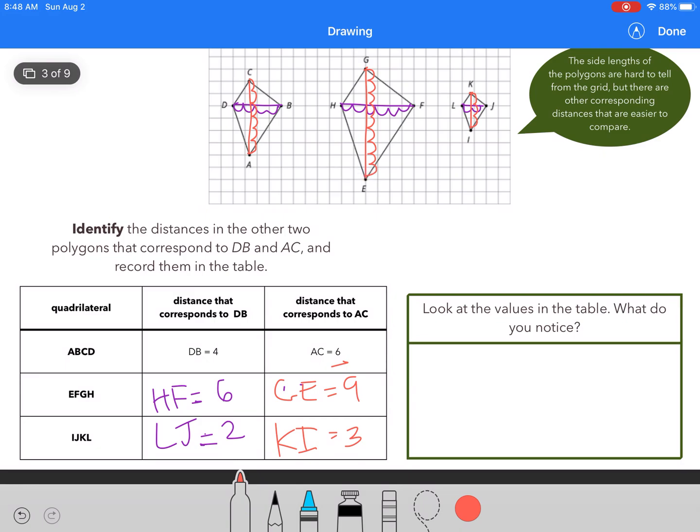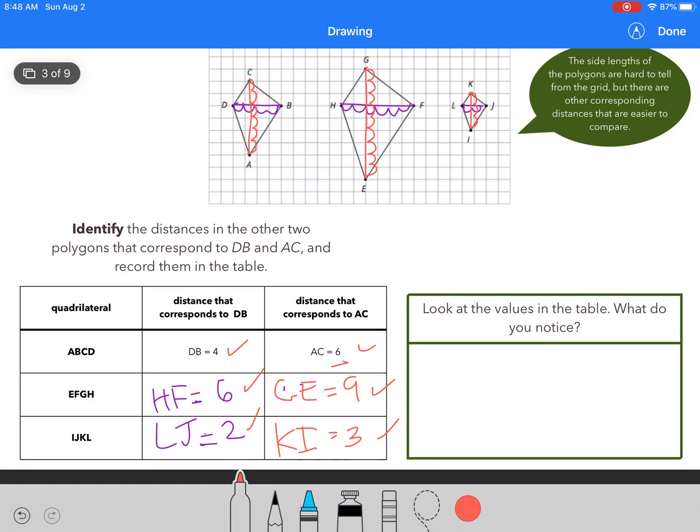So then it says, look at the values. What do you notice? Okay, I notice that when I would do a skip count, I could do 3, 6, 9, 2, 4, 6. I noticed that DB is not quite double as big, so it's 1.5 times as big, whereas LJ is half as big. Same thing, AC is half as big as KI because we would be doing a scale factor of 1/2.